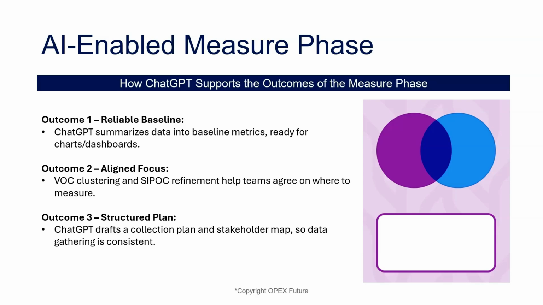Last but not least, the outcome that ChatGPT supports is a structured plan. ChatGPT drafts a collection plan and stakeholder map so data gathering is consistent. And without further ado, let's get into the analyze phase.